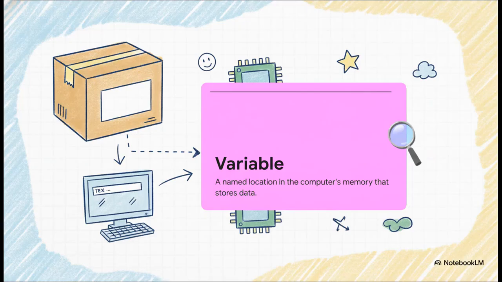But wait, when the user types in their answer, where does it actually go? We need a place to keep it safe. And that is where a variable comes in. A variable is simply a named location in the computer's memory that stores data. Think of it like a storage box with a label slapped on it. If we label our box player name, we can safely store whatever the user types right inside that box. Then, later in our game, if we want to say hello to the player, we just open up that player name box and grab their name.